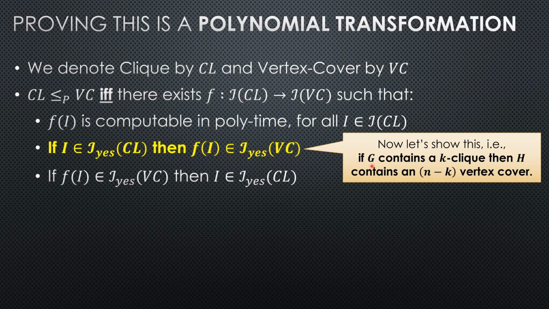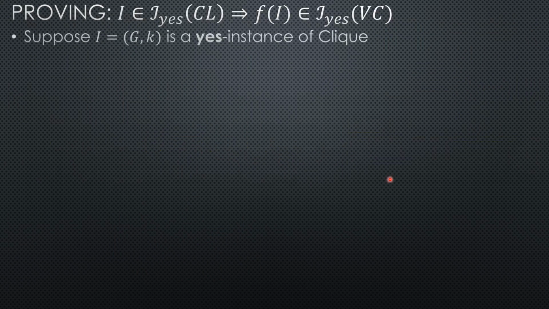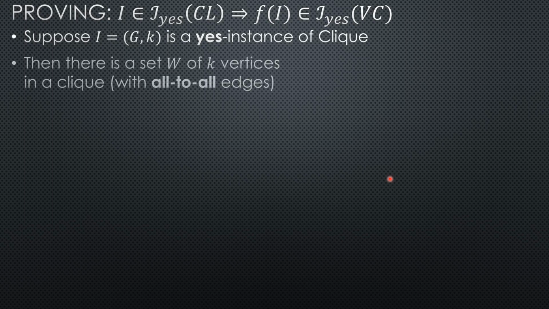We're showing if G contains a k-clique, then H contains an n minus k vertex cover. Okay, so suppose that G comma k is a yes instance. So there is actually a k-clique. We'll let W be a set of k vertices that form a clique.